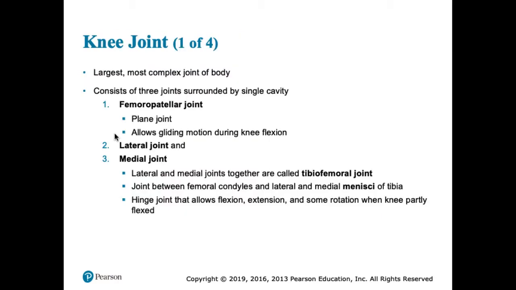So the knee joint is the largest, most complex joint of the body. It consists of 3 joints surrounded by a single cavity. The femoropatellar joint, that's a plane joint. It allows a gliding motion during knee flexion. The lateral joint and the medial joint.